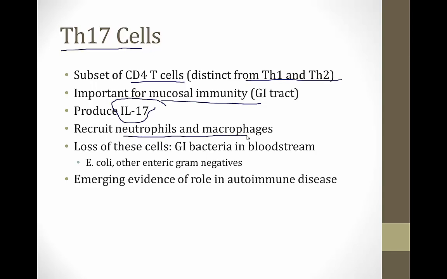They recruit neutrophils and macrophages, and when you lose these Th17 cells, GI bacteria often get into the bloodstream. That's why it's thought that they're important for protecting the GI tract from infection. E. coli and other gram-negatives have often been found in the bloodstream of animals that lack Th17 cells. There's also some emerging literature that says that these cells may be important for autoimmune diseases.